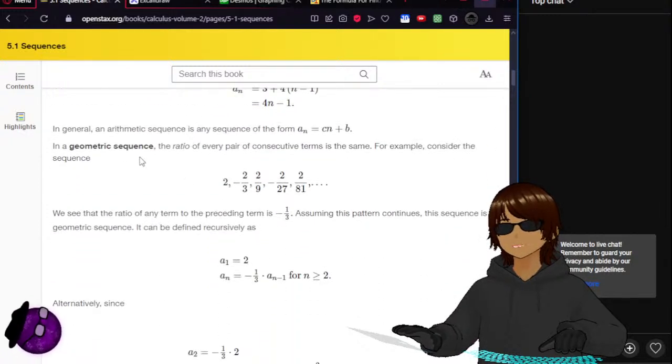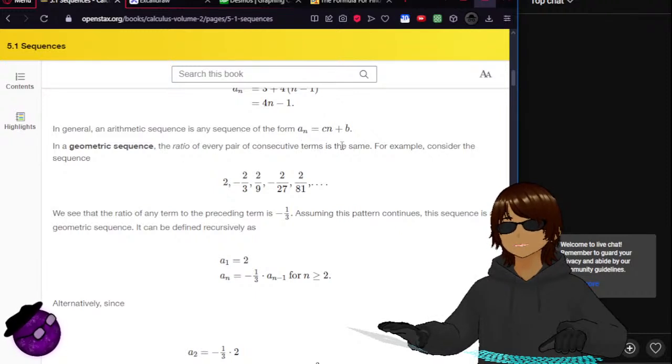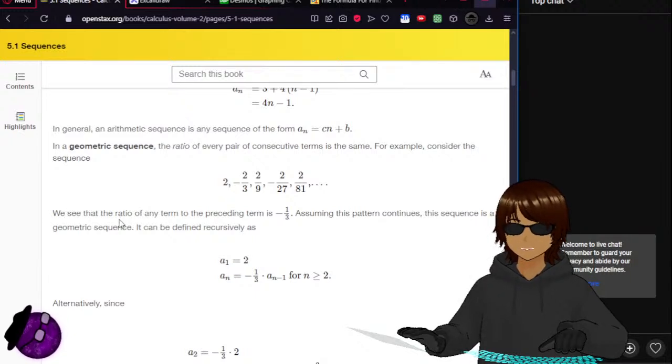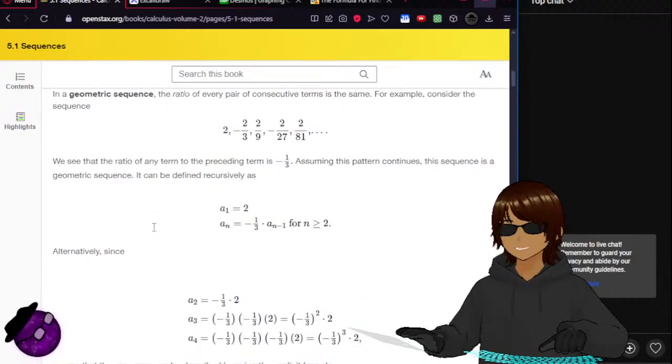In a geometric sequence, the ratio of every pair of consecutive terms is the same. For example, consider the sequence 2, minus 2 over 3, 2 over 9, minus 2 over 27, and so on. We see that the ratio of any term to the preceding term is minus 1 over 3. Assuming this pattern continues, this sequence is a geometric sequence.